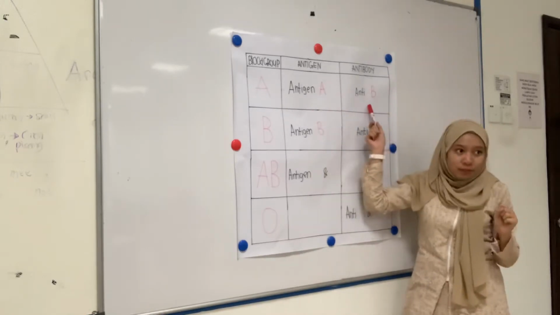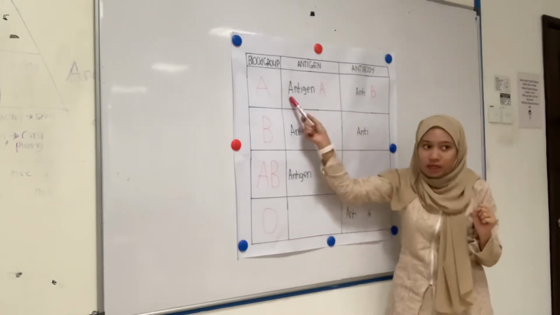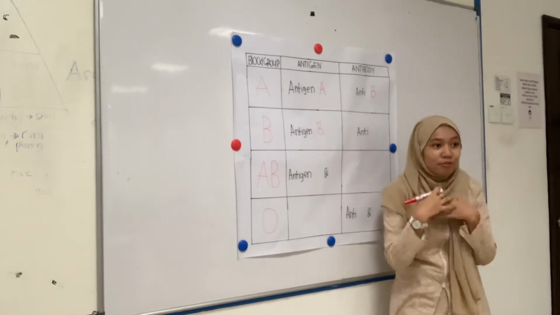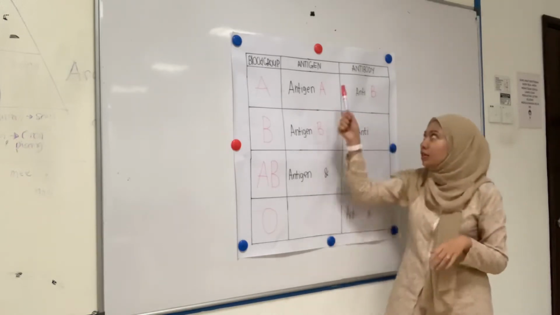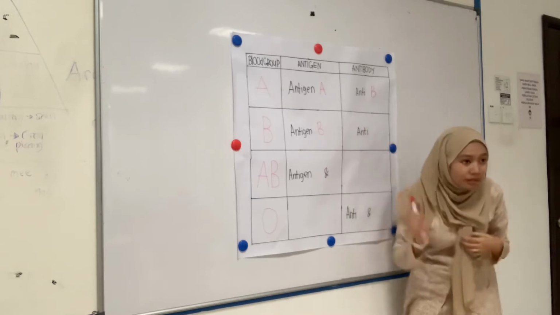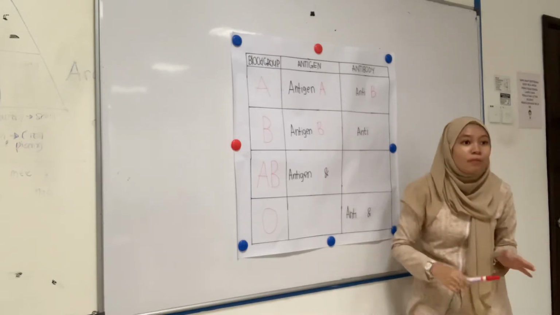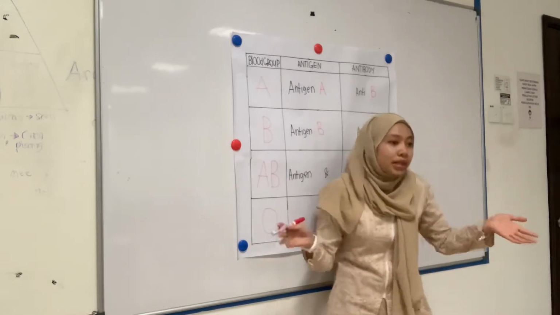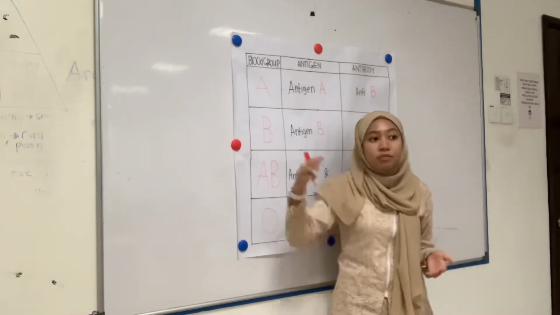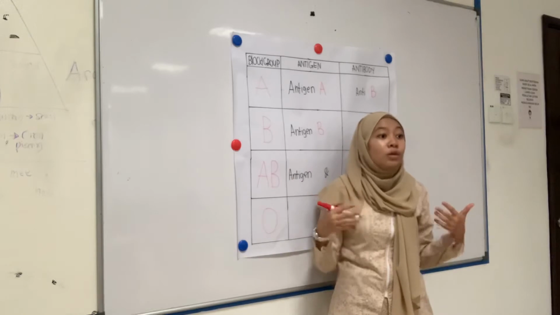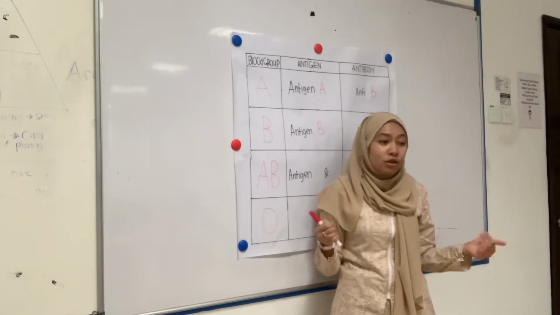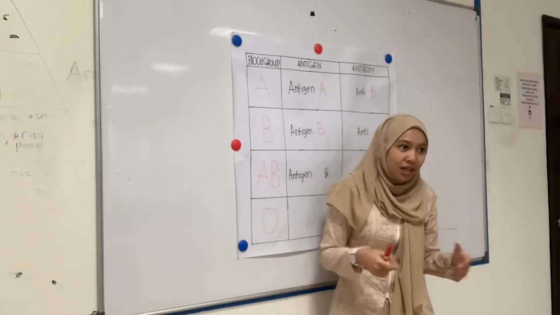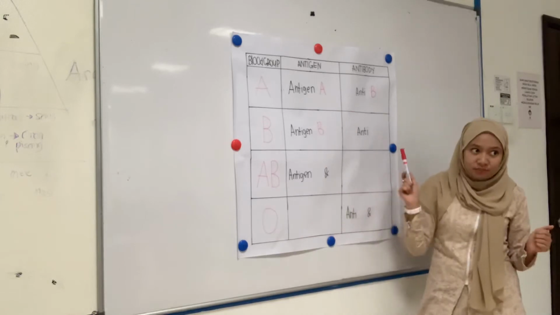While for antibody, even though I have antigen A, I also have antibody. My antibody is anti-B. It means that I cannot receive blood from people with B blood group. Because if I receive blood from a B individual, then my blood will clump, so it will be fatal. So that's how it works.